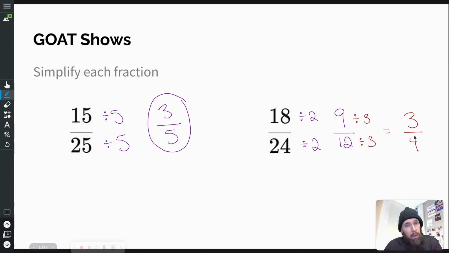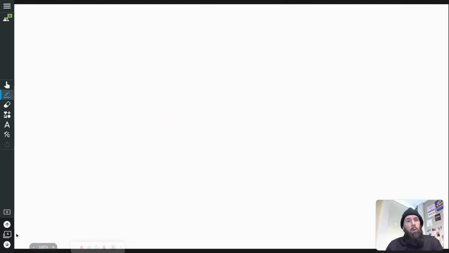And you take a look at that number and say, can I divide those both by the same number any further? Nope. That's it. So it's okay if you divide by a number and realize, oh, I need to do it again. I could have divided them both by 6 and jumped right to 3 over 4, but that's not the end of the world. That's not the end of the world at all.